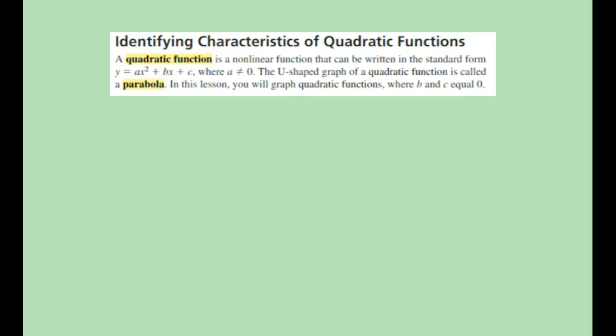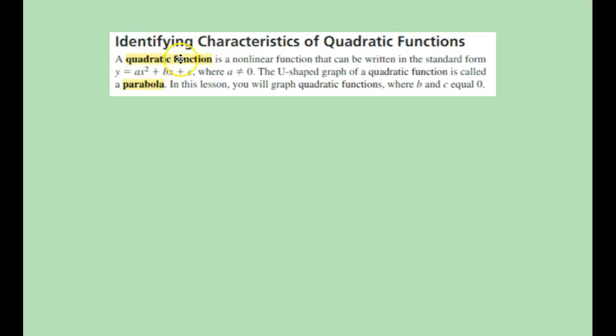Now let's explain kind of what a quadratic is. So a quadratic function is nonlinear, right? We've dealt with lines a lot, but this one's not linear. That can be written in standard form, right? And we've looked at this a lot in standard form. So it's y equals, or f of x equals ax squared plus bx plus c, when a is not 0, right? I have to have this x squared term.